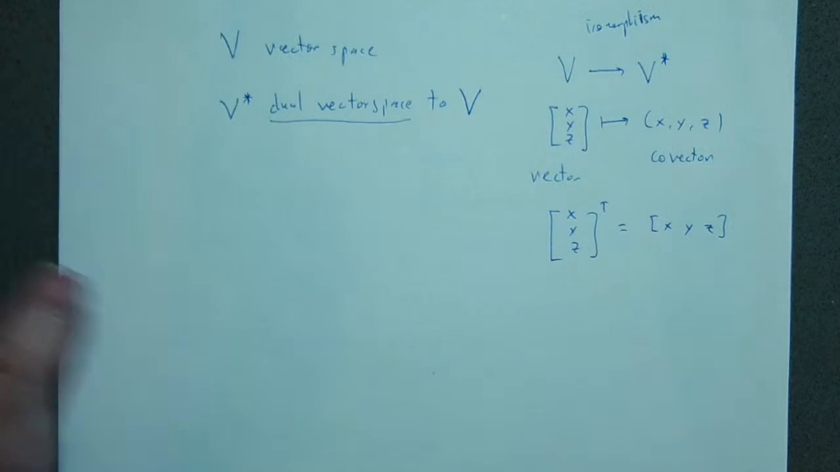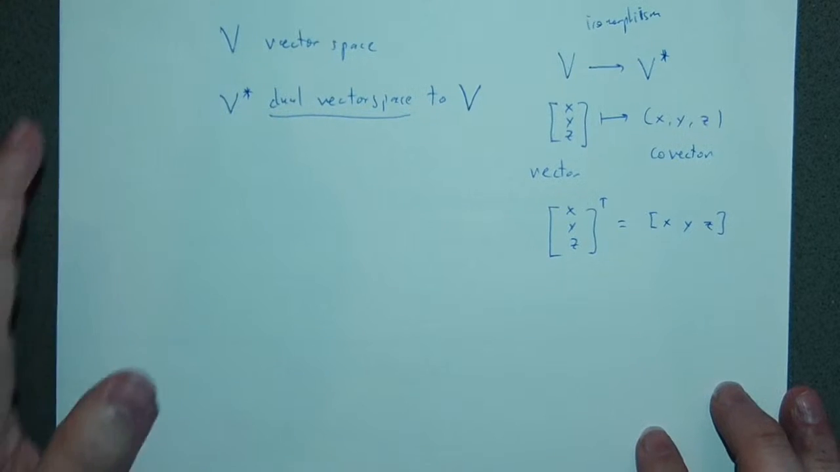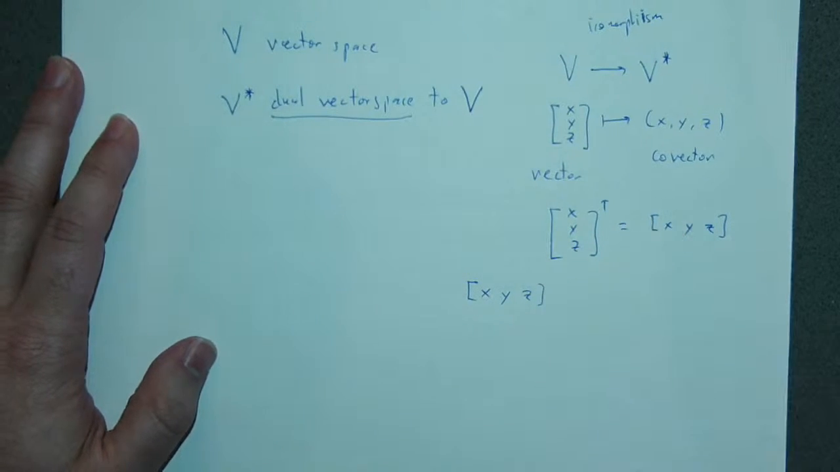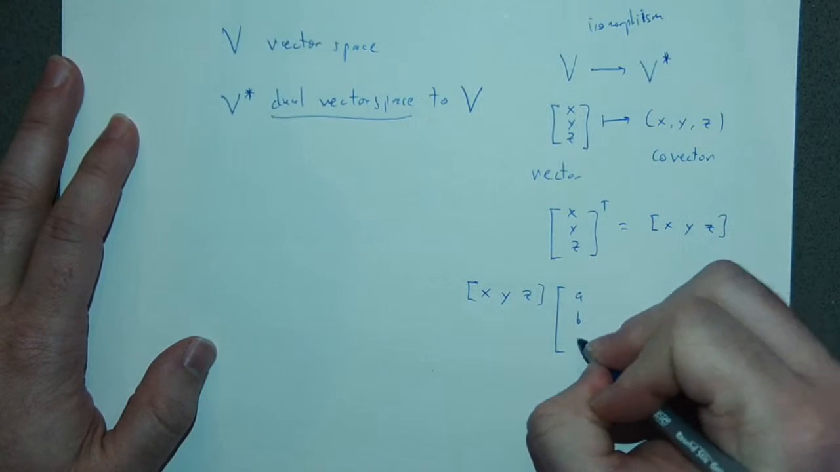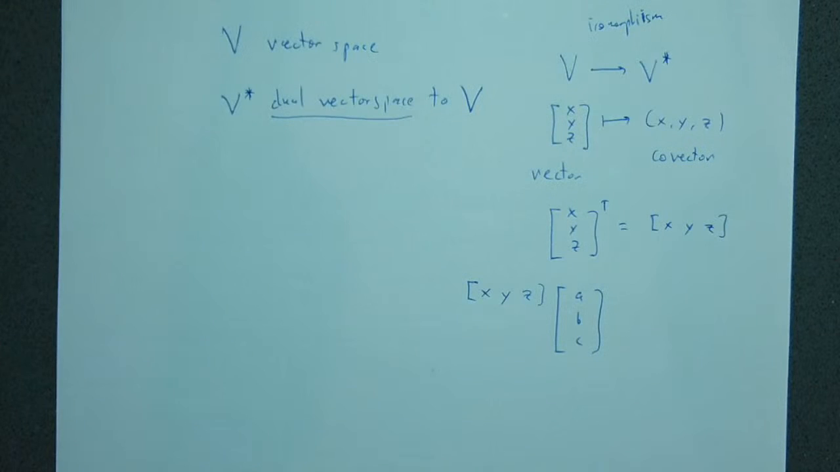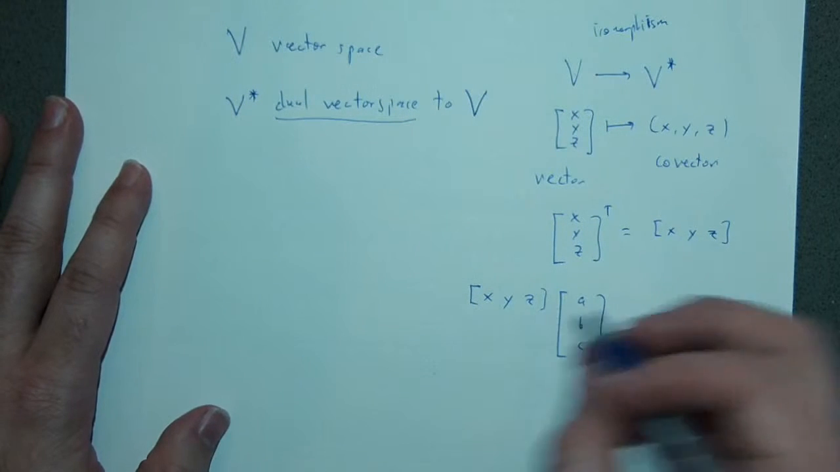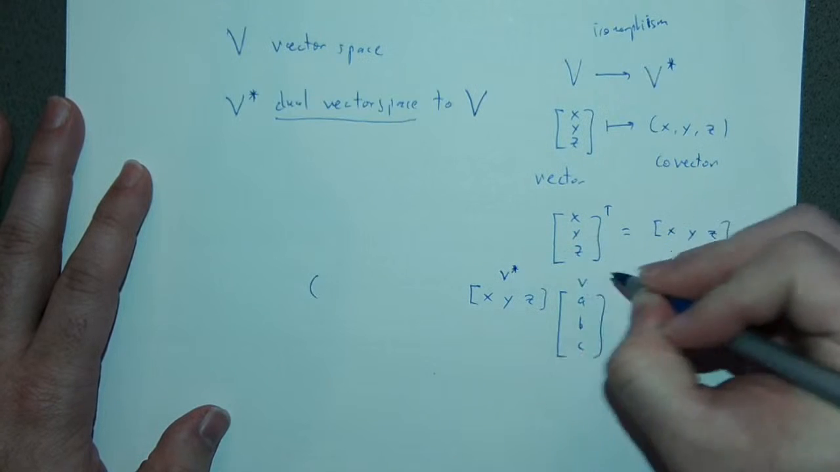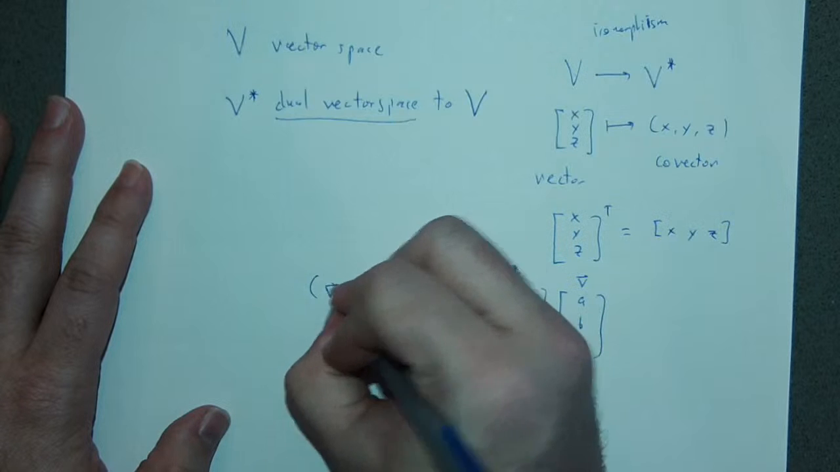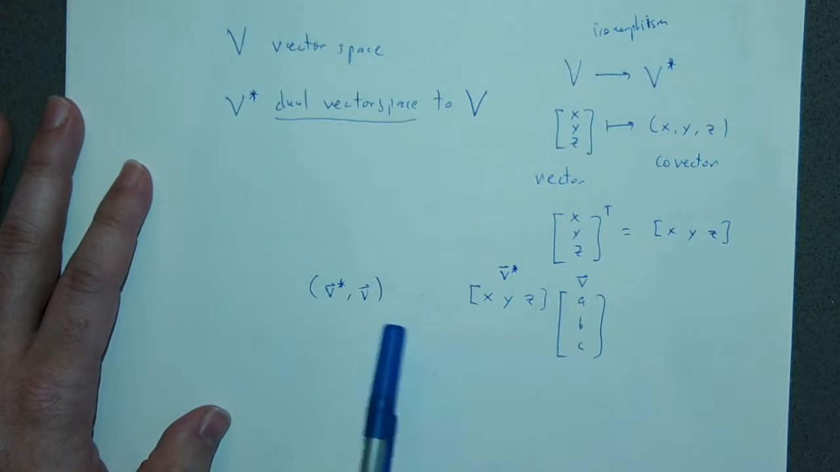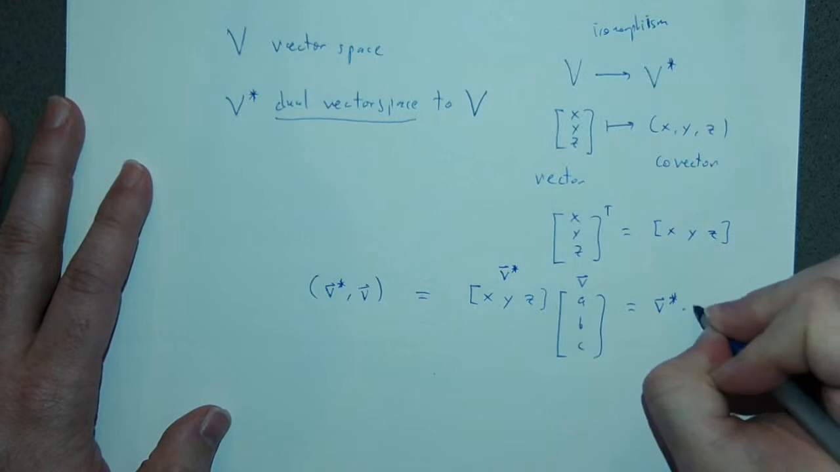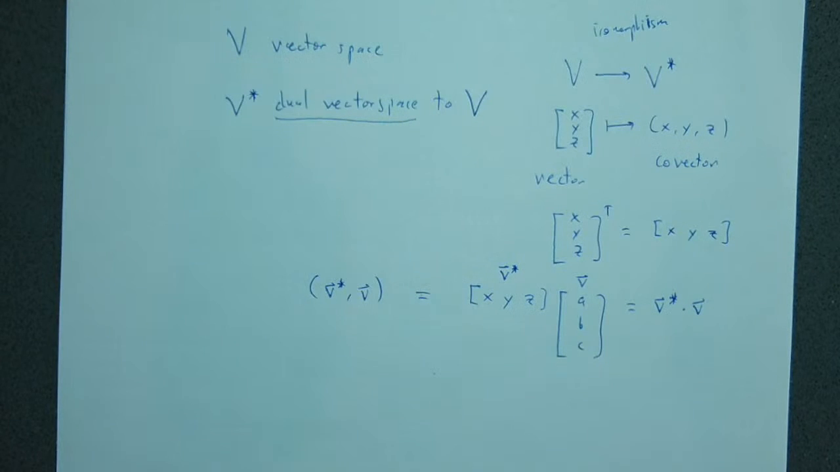But what does that? Well, the transpose. An example of vector covector pairing would be the pairing of the row X, Y, Z with the column A, B, C. How do we treat this? We treat this as a pairing. We'll call this vector V star, and we'll call this vector V. So really we have paired V star with V. That's what this pairing is. But what is this pairing? It's actually a dot product. And so the vector covector pairing is an example of an inner product or dot product.